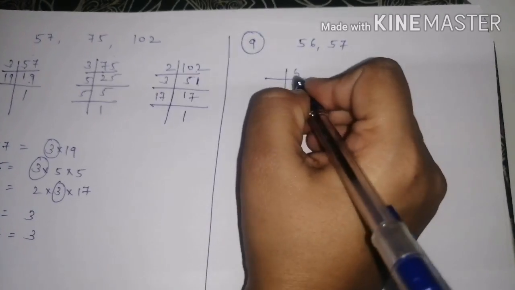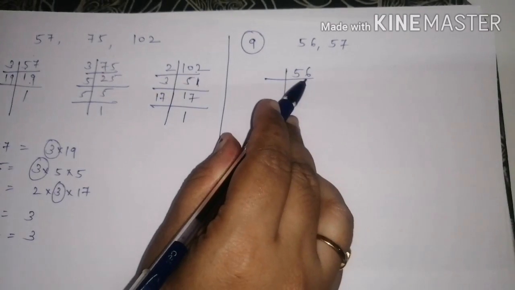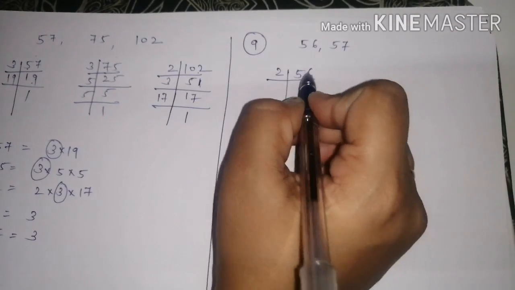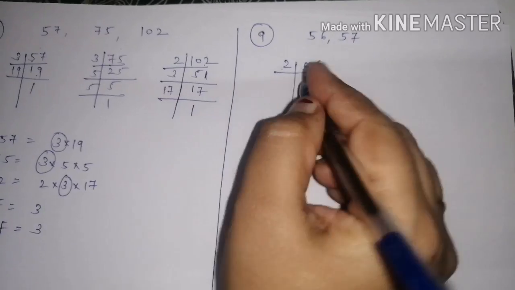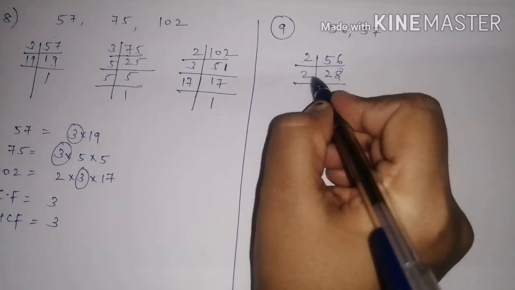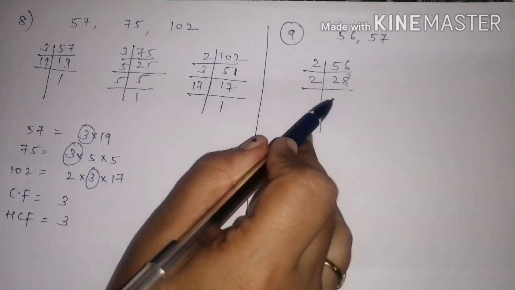So let's find the factors of 56. Units place it is 6, it will get divided by 2. If you divide 56 by 2, 2 2s are 4, 2 8s are 16, you will get 28. Units place again it is 8, it will get divided by 2. If you divide 28 by 2, you will get 14.